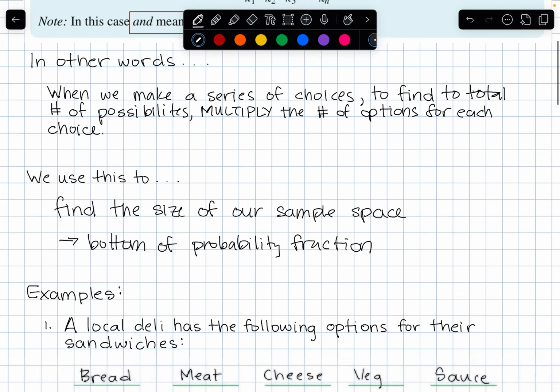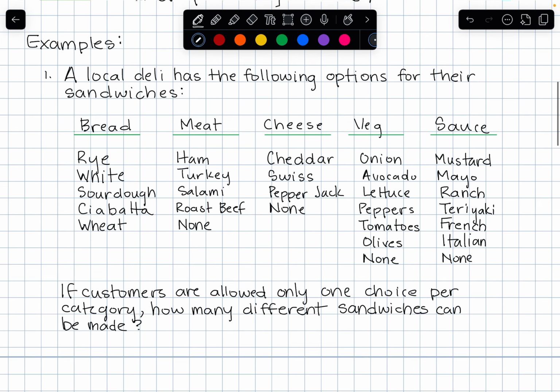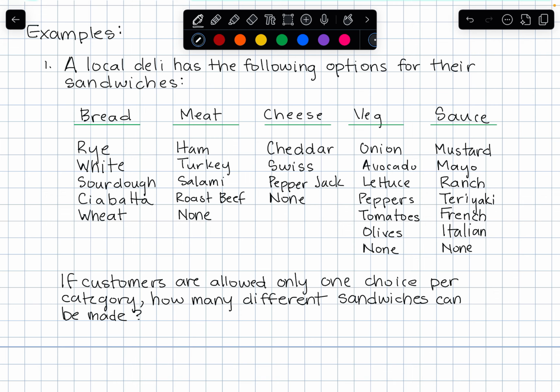So let's go ahead and do an example. This example says a local deli has the following options for their sandwiches. And you get choices for bread, meat, cheese, veg, and sauce. So we're making 5 different choices. It says if customers are allowed only 1 choice per category, how many different sandwiches can be made? And we'll ignore the fact that this is a weird deli that only lets you make 1 choice.